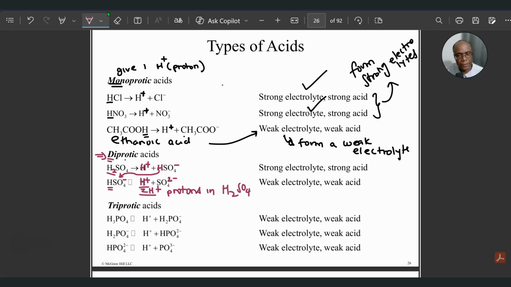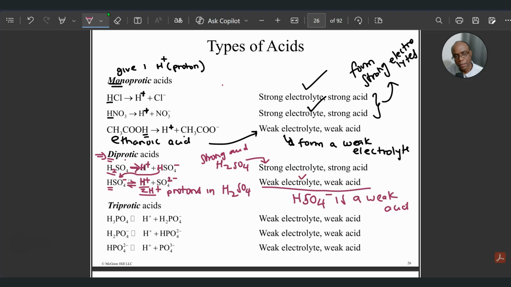Now, the H2SO4 is a strong acid. This process is quite fast, but the second process is going to be slow. It's going to be an equilibrium. That is because HSO4 minus is a weak acid in the second step. So it's going to give you a weak electrolyte, while the H2SO4 is a strong acid. It's going to give you a strong electrolyte.